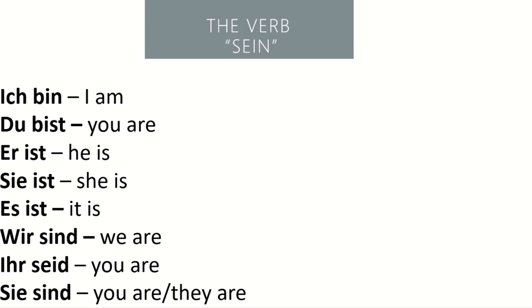So as you can see, when we write sie with a capital letter, Sie sind, it means we use the word you with its respectful or formal version. When we write it without a capital letter, sie sind, it means they are. And when we write sie ist, it means she is. It's not difficult, I'm sure you can learn it.